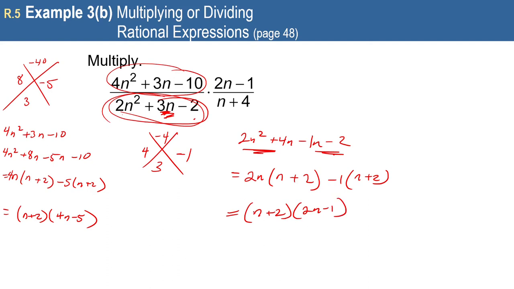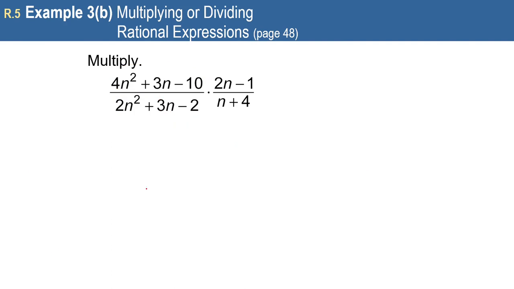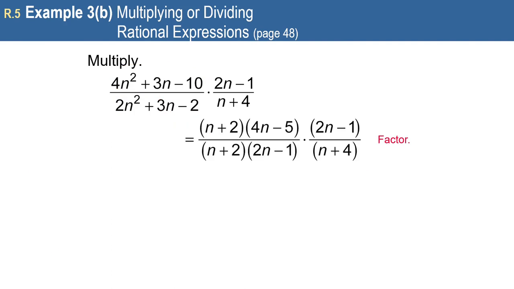So this is a lot of work, but make sure you do the scratch work somewhere on the side and then replace these terms with the factored versions of them. So let's go back to our problem now and replace those terms with the factored version. This gives me n plus 2 times 4n minus 5 times 2n minus 1 on the top, and n plus 2 times 2n minus 1 times n plus 4 on the bottom.